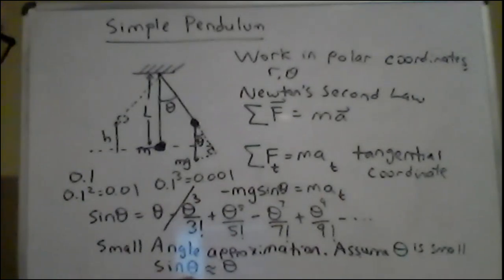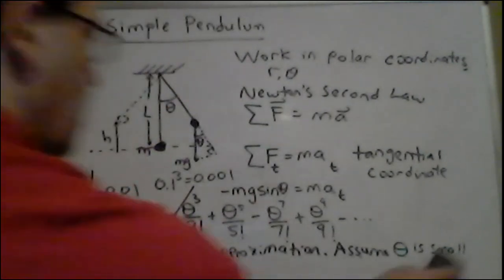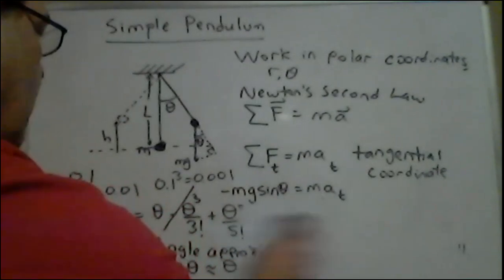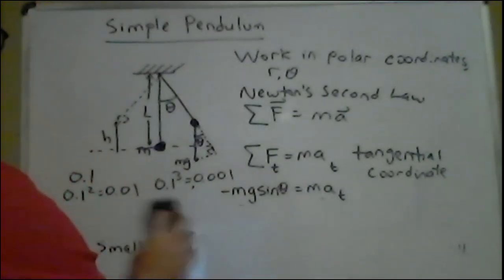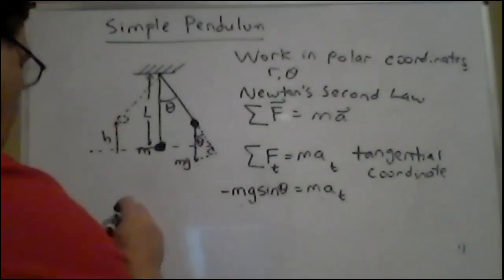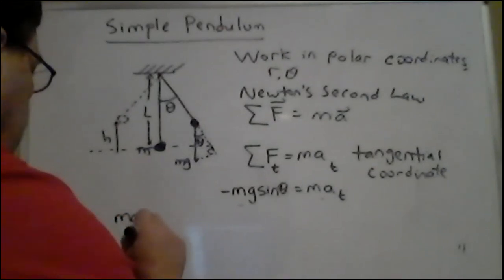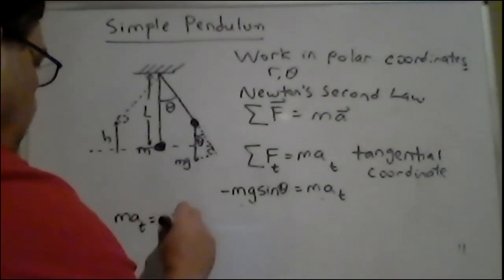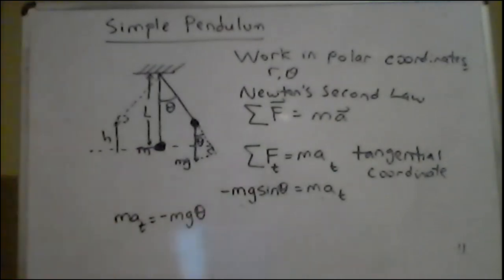We can just say instead of sine of theta, I can replace that with just theta. Of course, theta must be in radians. Makes no sense to put it in degrees. So what does that do to my nonlinear differential equation? I'm going to make the small angle approximation. All right, so let's do that. What does that do for me? Well, that means instead of having a sine of theta, I'm just going to write theta. So I'm going to have that m a tangential is going to be negative mg theta.